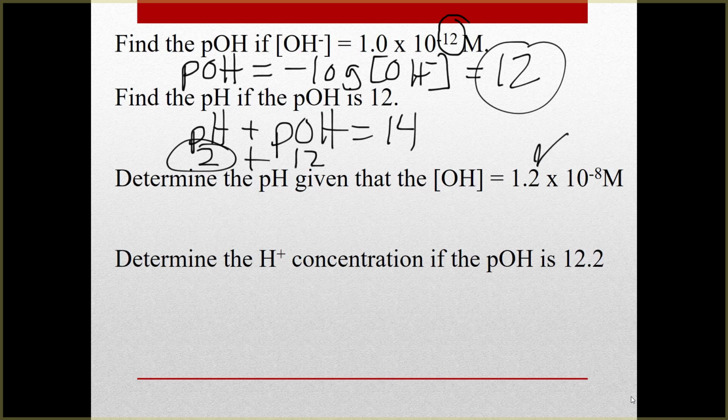Next, determine the pH given that the OH is 1.2 times 10 to the minus 8. Because this is not just a 1, I cannot do this in my head. I need to use my calculator. I'm going to find my pOH first. I take the negative log, and I get 7.3192. So this is my pOH, and it wants the pH. So again, I'm going to use this equation where they add up to 14.